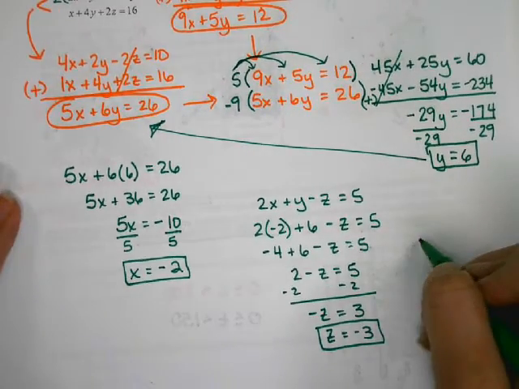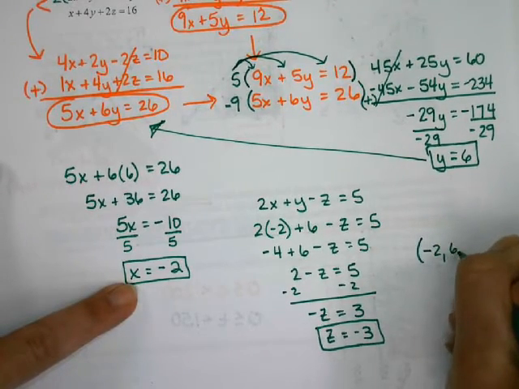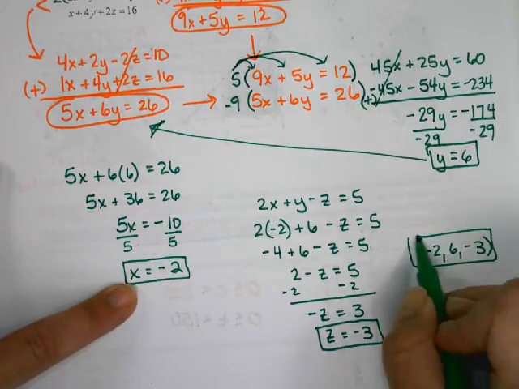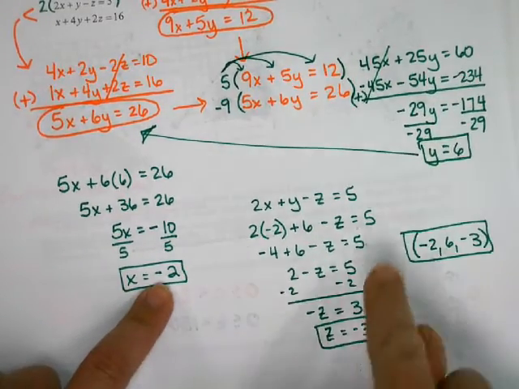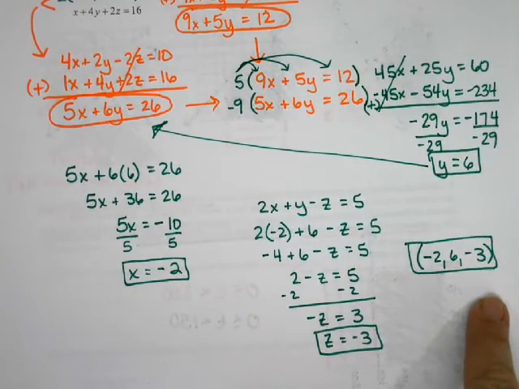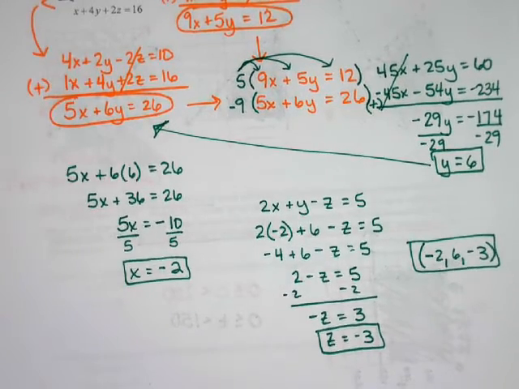If you leave it right like that, that's perfectly fine. If you want to write it as a triple, we just go in alphabetical order. So x, y, z. Like I said, you can leave it like this, or you can write it as your triple. I'm good with either. Okay, questions?